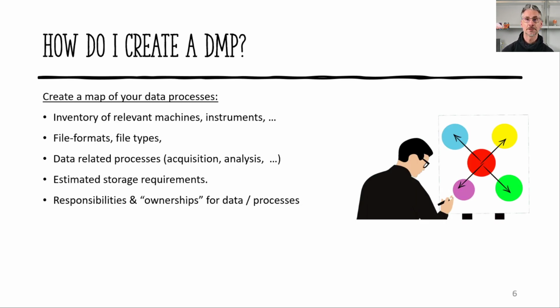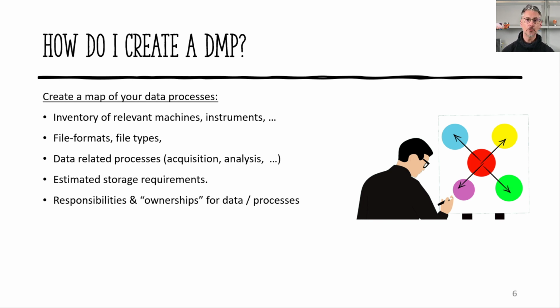How do we then create such a data management plan? We can start by creating a map of our data processes. We have an inventory of our relevant machines and instruments, and then we can add the details to it, like which file formats and file types do these instruments and machines produce. Then we can map out the data-related processes, such as how do we acquire the data from the machines and instruments, how do we store them, how do we put them into our analysis framework.